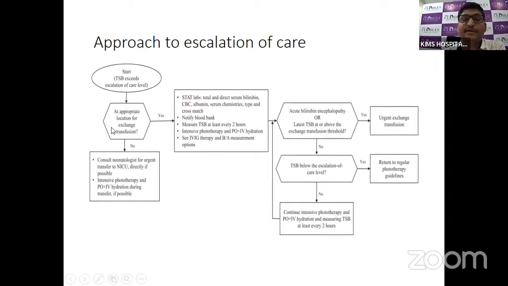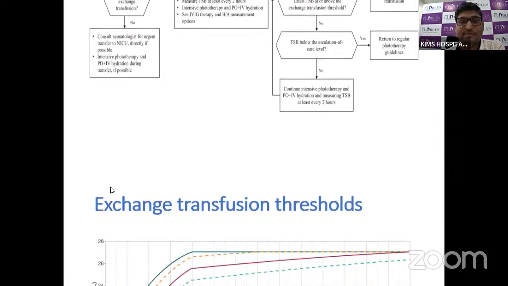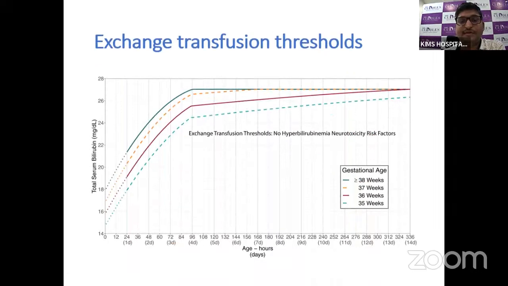In case the facility has no facilities for exchange transfusion, consult the neonatologist or transfer to a facility where it is available. During the transfer, you can start the child on phototherapy and IV and oral hydration. So these are the nomograms or thresholds for exchange transfusion. This is the exchange transfusion threshold without any neurotoxicity risk factors.